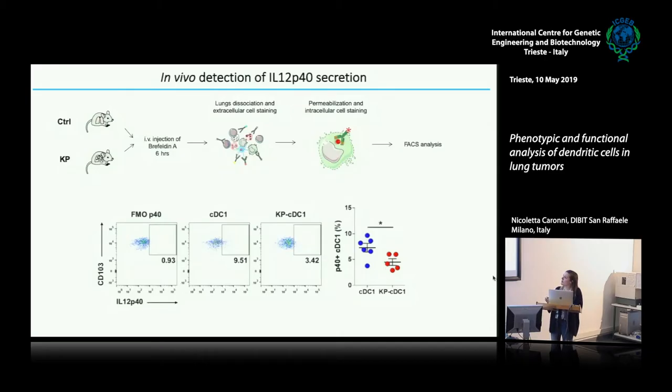As you can see here, we put the gate on the FMO, and here you have that in control DC1, almost 10% of the cells in resting condition express IL-12. On the contrary, this percentage is really decreased in tumor-associated DC1, confirming the data that tumor-associated DC1 do not express inflammatory cytokines. In particular, they do not express high levels of IL-12.